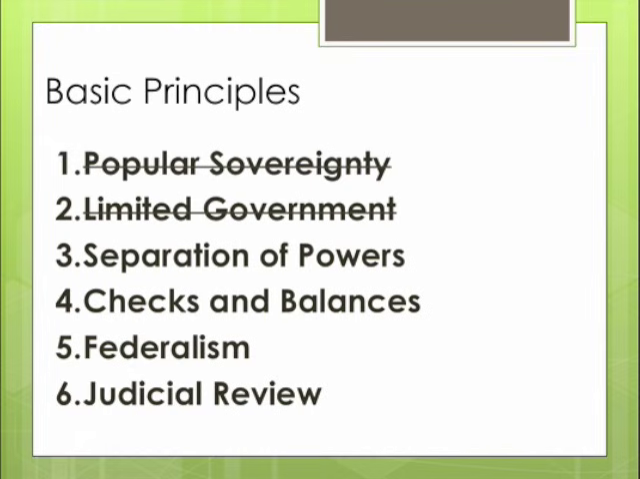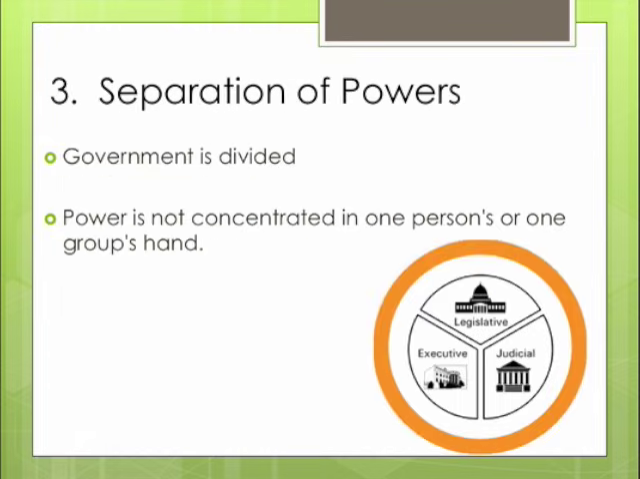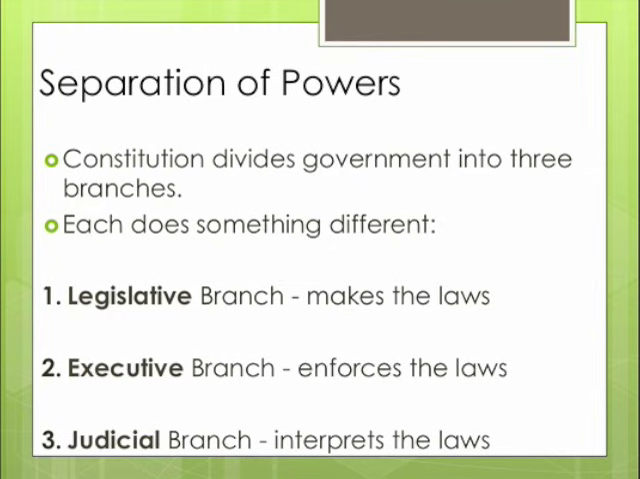Well, we've learned 2 principles, so let's keep going with the third one, separation of powers. Within the United States government, you have probably already learned that the government is divided. In other words, within the government, absolute power is not concentrated in any one person's or group's hand. Each of those branches of our government, then, are going to be responsible for the laws we've established differently.